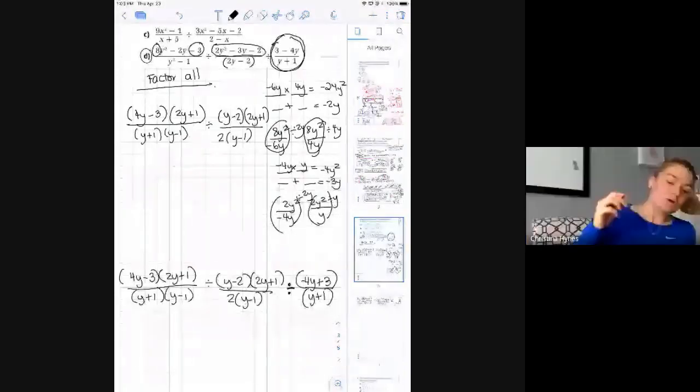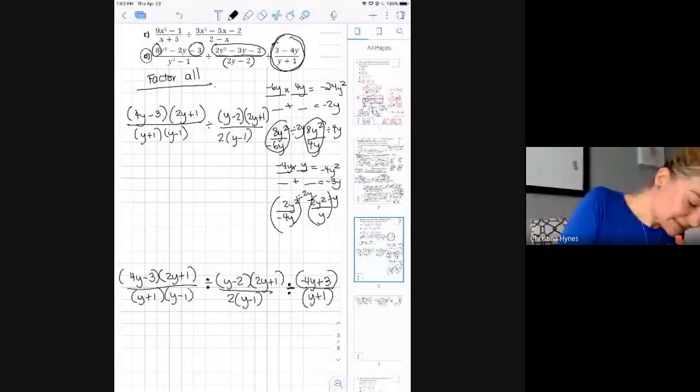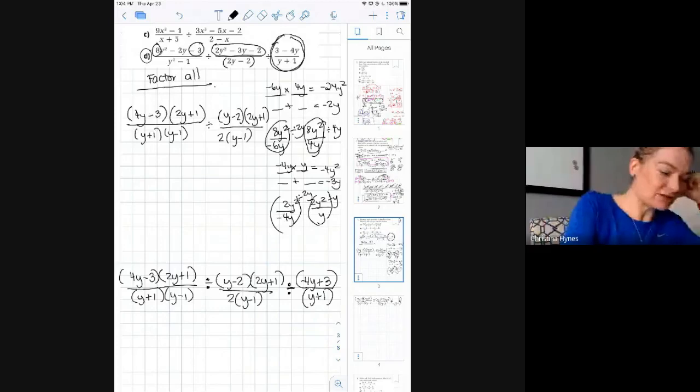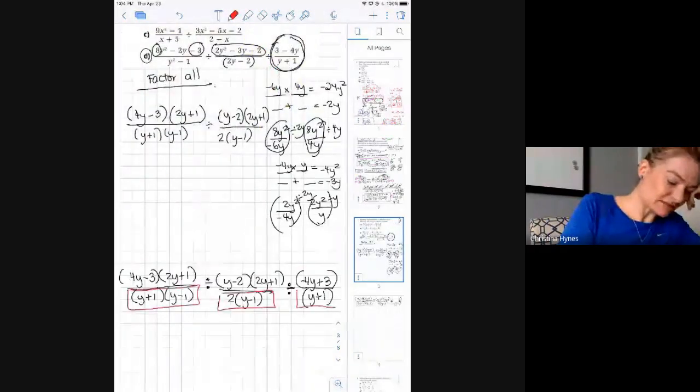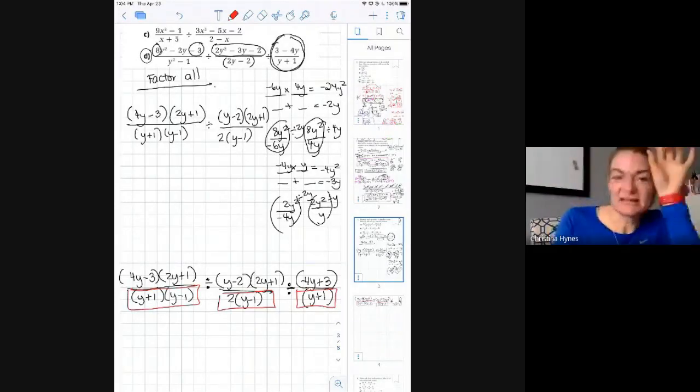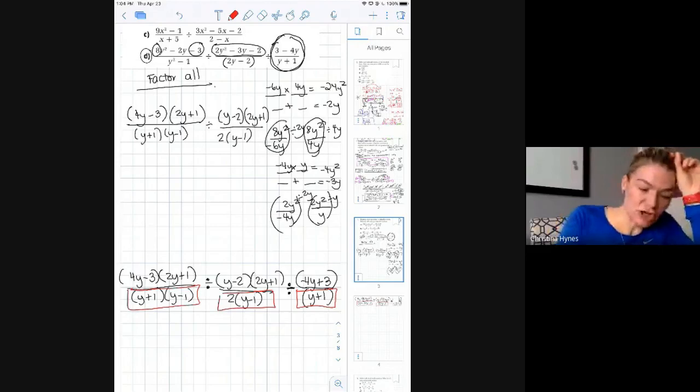Okay, so this is the best time right now to find your non-permissible values. Your non-permissible values, guys, are going to come from the denominator. We have to look at all these for non-permissible values. But there's a trick to this. Whenever you have division, you're also going to have to look at the top of the fraction. The reason being is that after a division sign, it's going to flip.